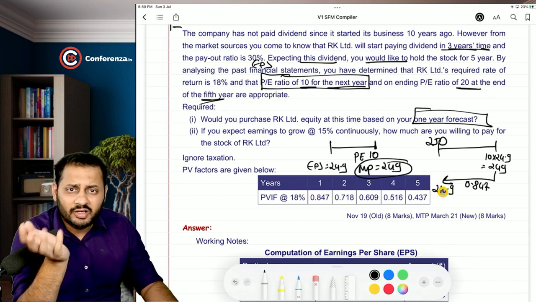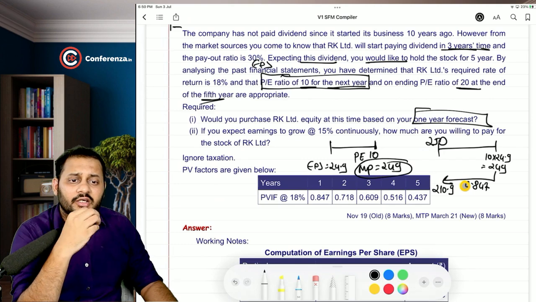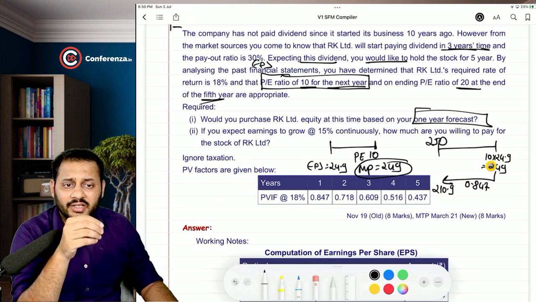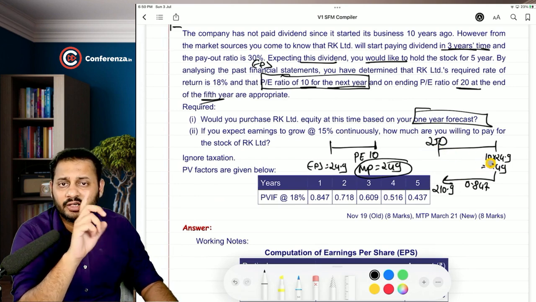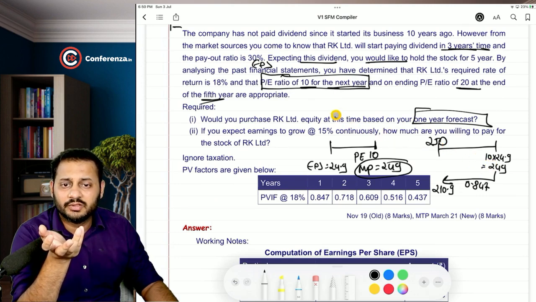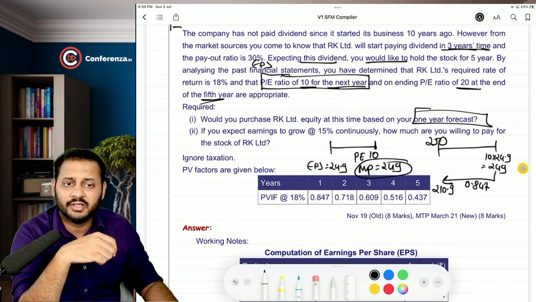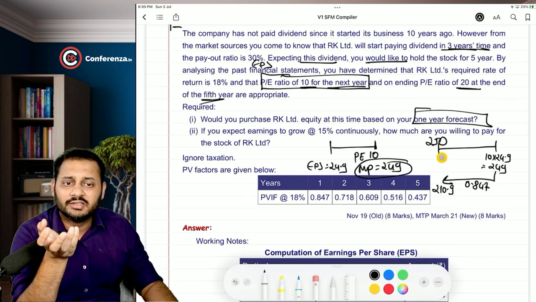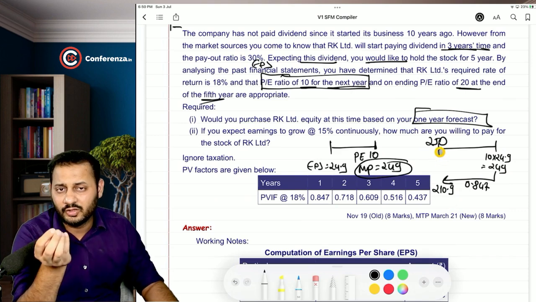It is not worth it. In fact, we do not have to calculate the present value also. We can clearly see 250 is more than the 249 that we are going to get after 1 year. At the same time itself, we will say no to this particular share. I won't purchase RK Limited share if I'm paying 250 and getting 249 after a year. The present value of it is even lesser than the cost that I'm paying right now.